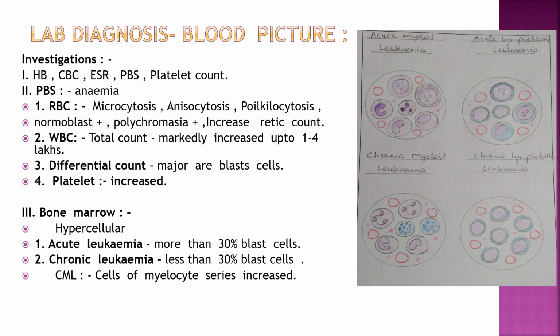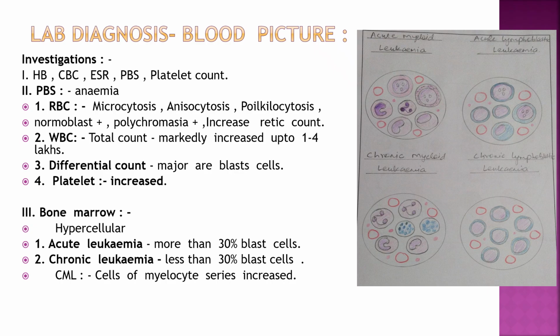Now we will see lab diagnosis of leukemia. Investigations can be done. Routine investigations like hemoglobin, CBC, ESR, PBS and platelet count. In PBS we can see the morphology of the cells. In RBCs, microcytic, anisocytosis, that is variation in size of the cells, poikilocytosis, that is variation in shape of the RBCs, then normoblasts, that is nucleated RBCs, the immature form of the RBC, are seen, polychromasia, that is purple RBCs, then increased retic count is there.